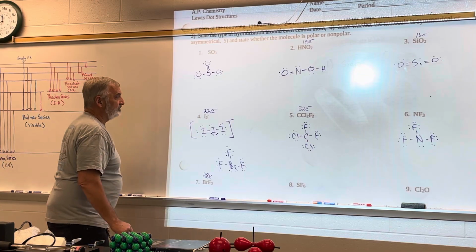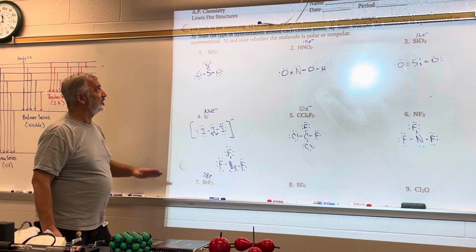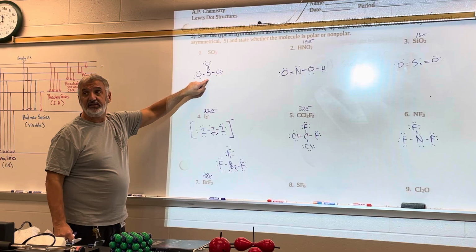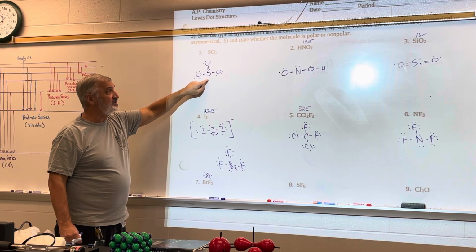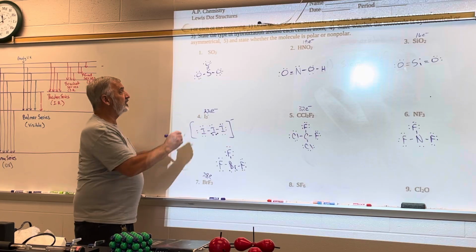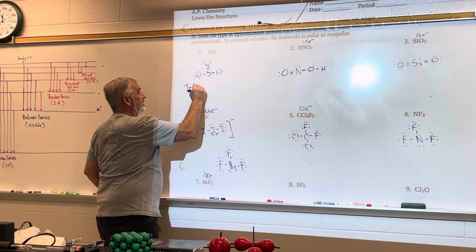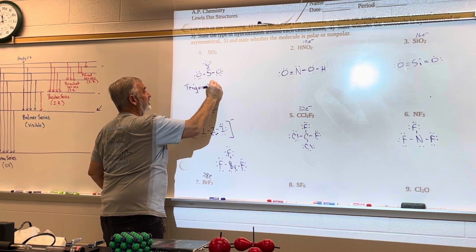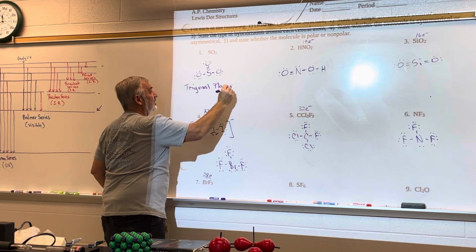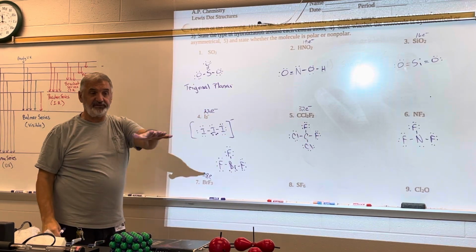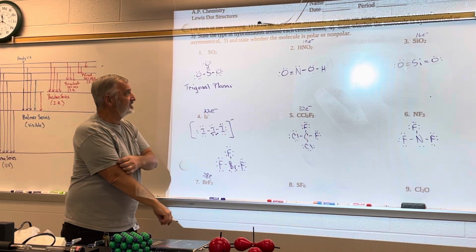All right, before I erase all these then, what's my AX formula on this? What would the AX formula be? AX3, so what's the shape going to be? Trigonal planar. Trigonal planar. What does planar mean? Flat. It's a flat triangle, and we'll build some of these here in a second.